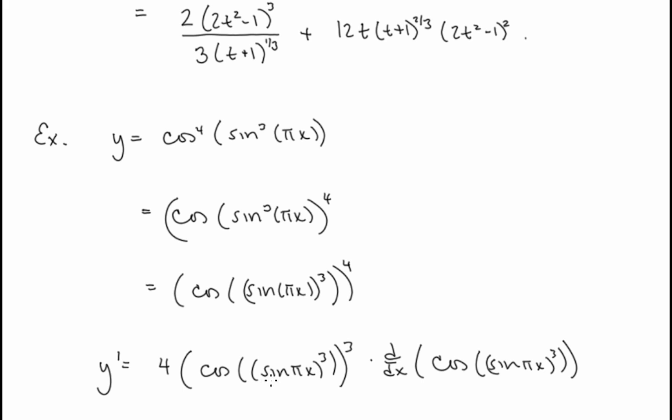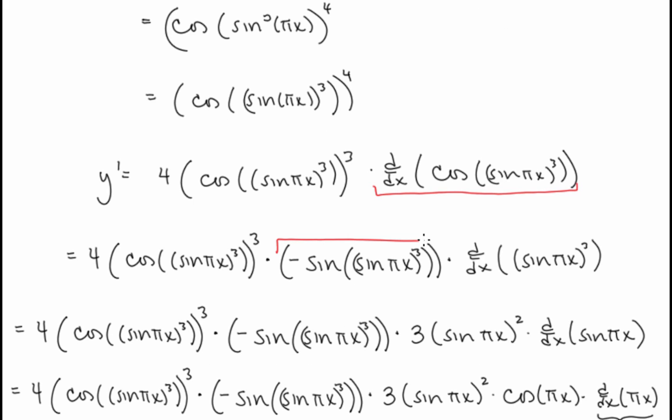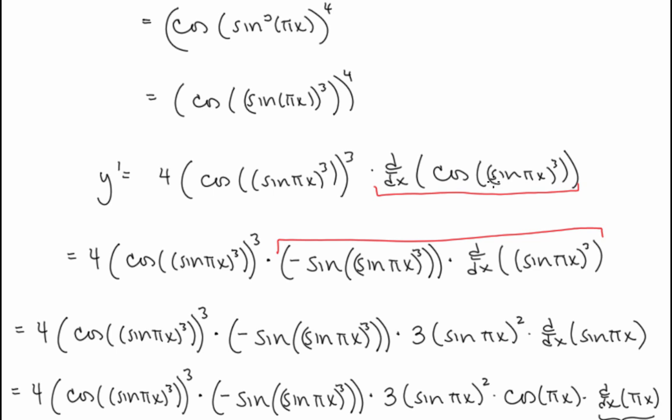4 times cosine of sine pi x to the 3rd, all of that to the 3rd power. And then multiply by the derivative of the inside function. So we're here. Okay, now to take this derivative, we're going to have to use the chain rule again. This derivative is here. Here we have cosine of a function of x, so its derivative is going to be negative sine of that function multiplied by the derivative of that function.